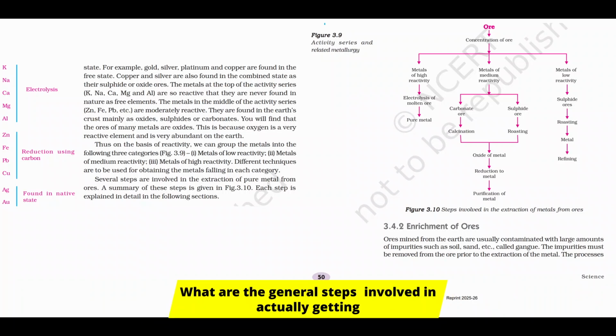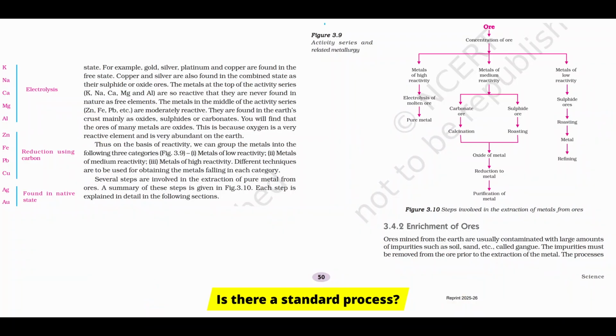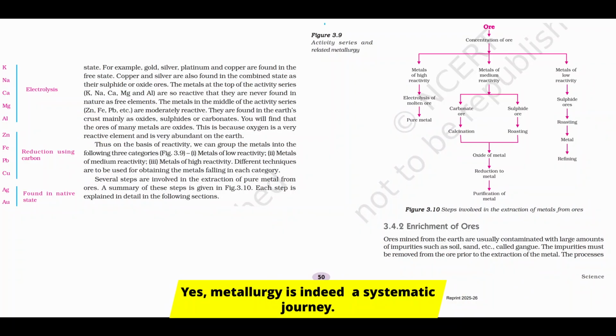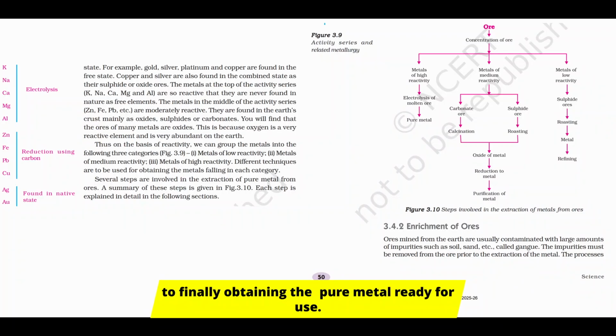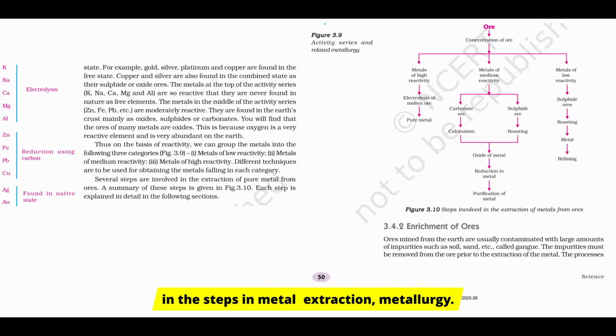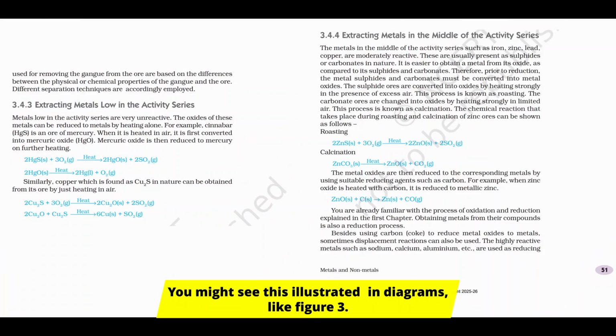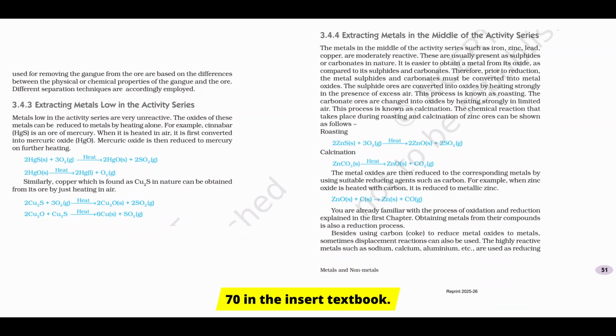What are the general steps involved in actually getting the pure metal from its ore once we've found it? Is there a standard process? Great question. Yes, metallurgy is indeed a systematic journey. It involves several key stages, from the initial mining of the ore right through to finally obtaining the pure metal ready for use. There are generally three primary stages involved in metal extraction, metallurgy. You might see this illustrated in diagrams, like Figure 3.70 in the NCERT textbook.